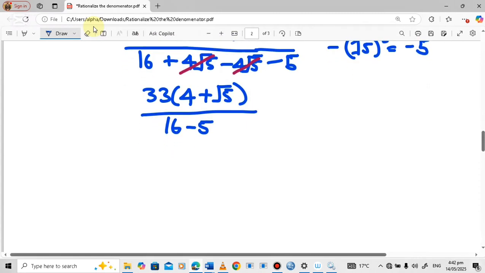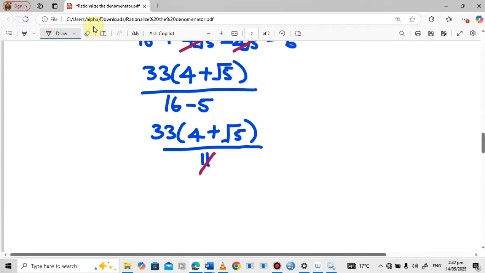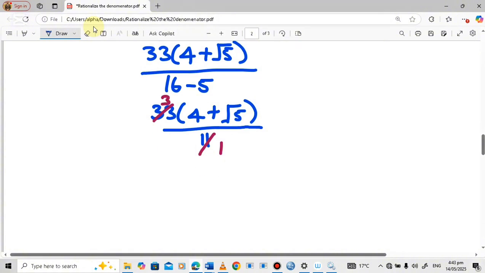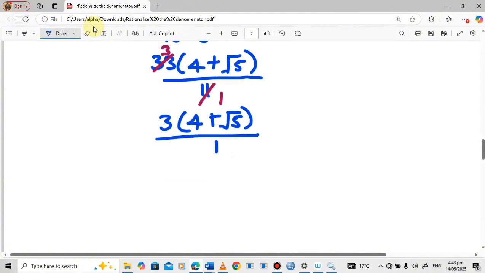Alright, then we're going to have 33 times 4 plus the square root of 5 over 16 minus 5, which is 11. Then we're going to say 11 into 11 is 1, and 11 into 33 is 3. Then we're having 3 times 4 plus the square root of 5 over 1. Alright, so we are now having 3 times 4 plus the square root of 5.